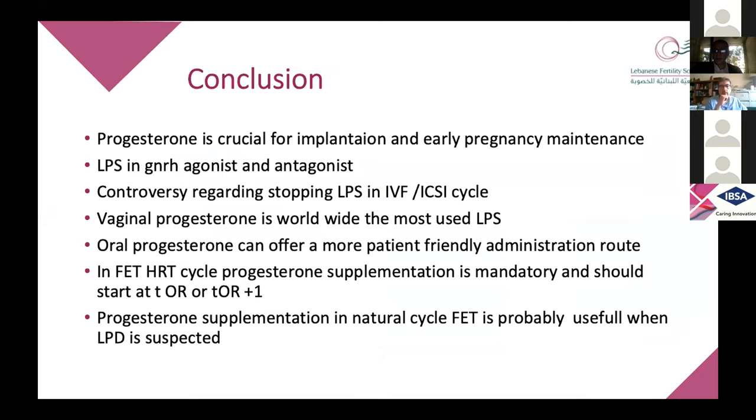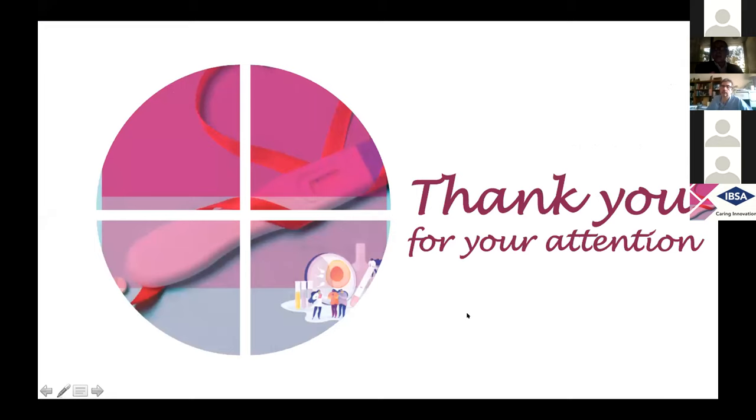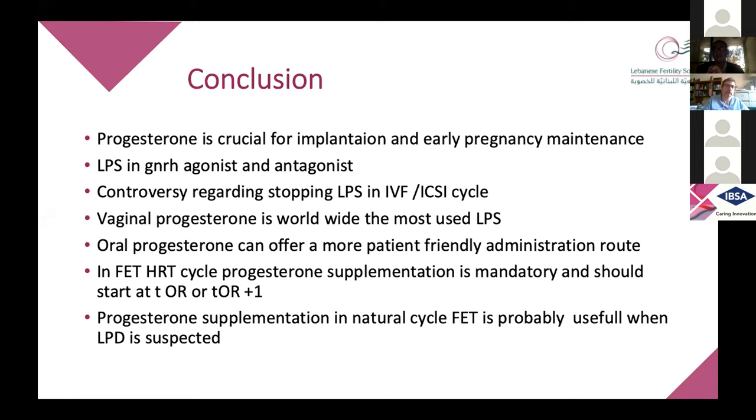If you use frozen embryo transfer in HRT, progesterone supplementation is mandatory. You should start on day zero, the day of the pseudo ovulation or pickup, or day one, not more. Progesterone supplementation in a natural frozen cycle is probably useful when luteal phase deficiency is suspected. So you can check your progesterone. If it's less than 10, you can add progesterone. If it's more than 10, there is no need to add progesterone in a natural cycle. Less than 5% to 8% of patients have low progesterone, a luteal defect in a natural cycle.